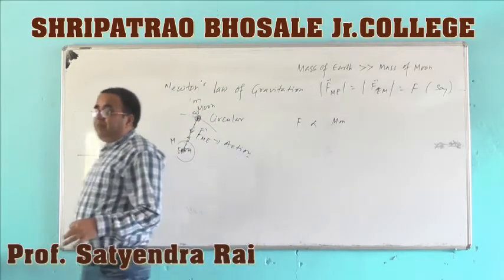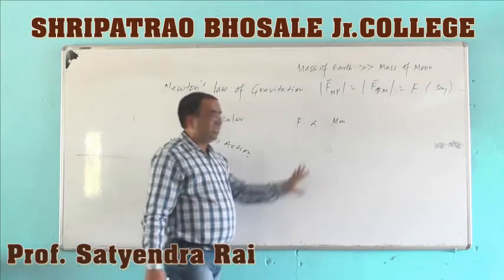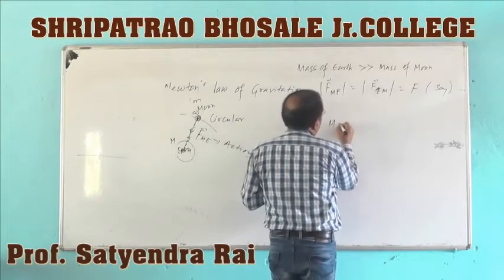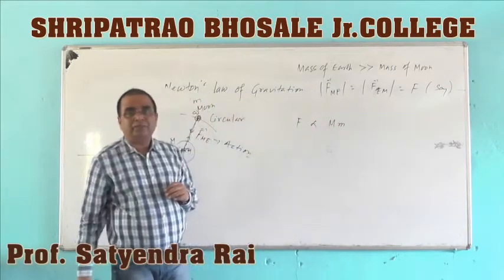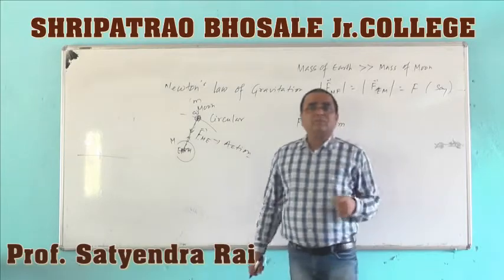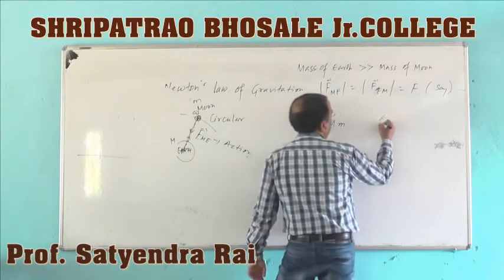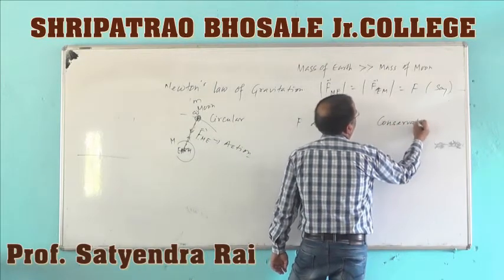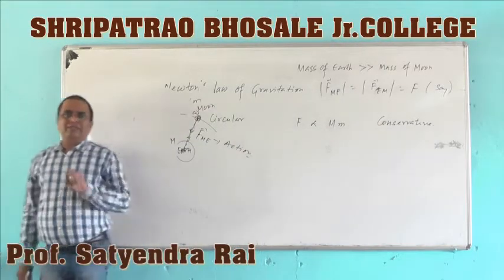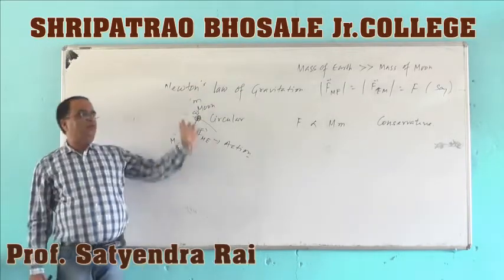That means the force applied by Earth on the Moon should be equal to the force applied by the Moon on Earth, and that is possible only when the force between them is proportional to the product of their masses. Second, it was observed that the nature of the force is conservative. Why? Because you will never see the Moon jump off the orbit. It will never go off the orbit.